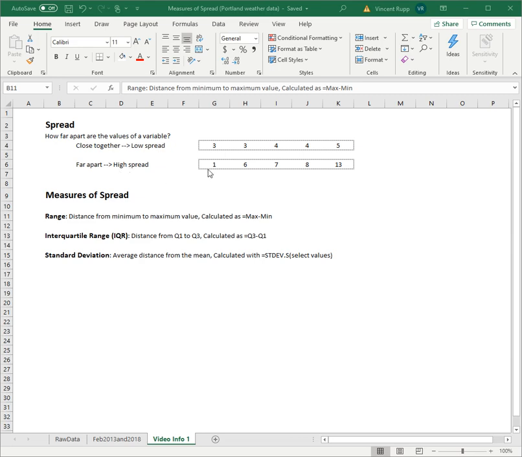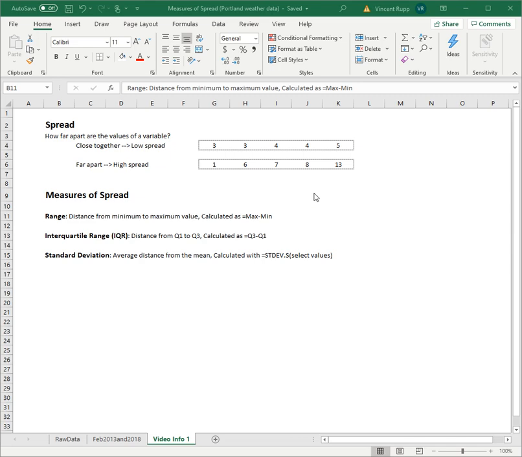So if I just look at a simple example here, I put these 5 numbers up, 3, 3, 4, 4, 5. Those are all pretty close together, but it's kind of relative. Just compare it with these, 1, 6, 7, 8, and 13. These are further apart from each other than these are, so this would have higher spread than this one.